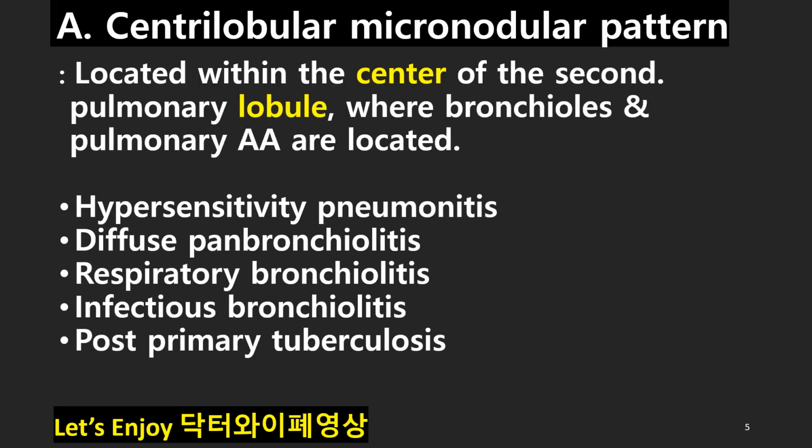Let's begin with the centrilobular micronodular pattern. As the name implies, centrilobular micronodules are located within the center of the secondary pulmonary lobule, where bronchioles and pulmonary arterioles are located. For example, the diseases are hypersensitivity pneumonitis, diffuse panbronchiolitis, respiratory bronchiolitis, infectious bronchiolitis, and the famous post-primary tuberculosis.